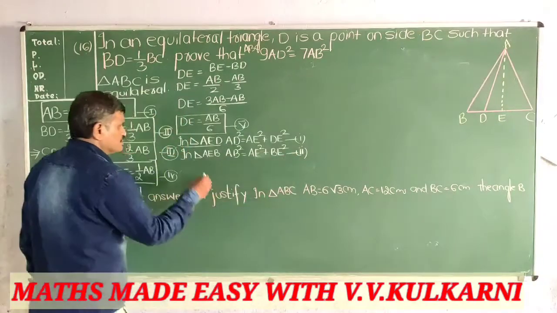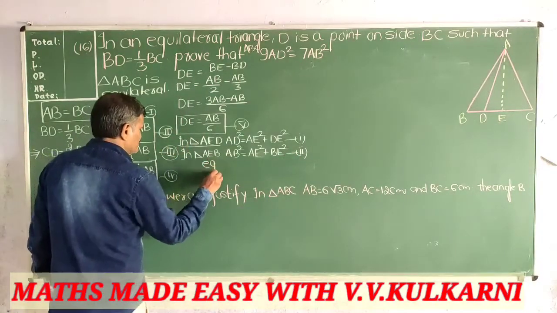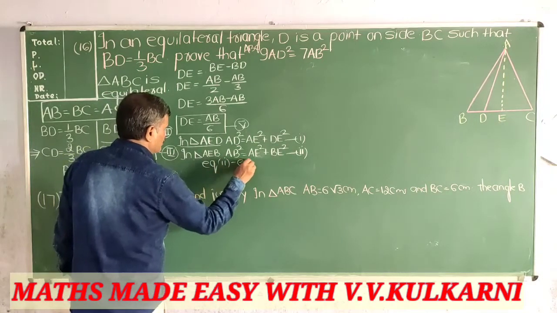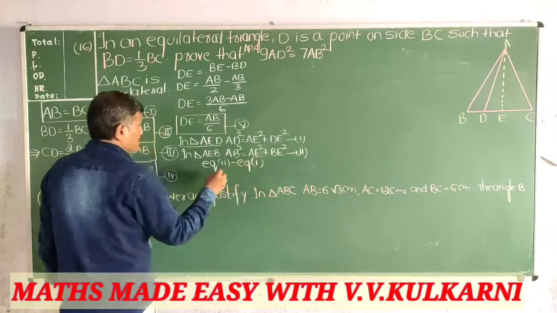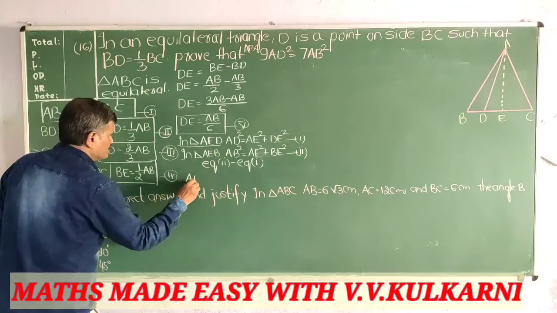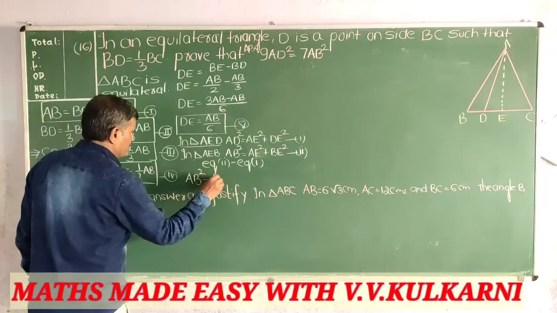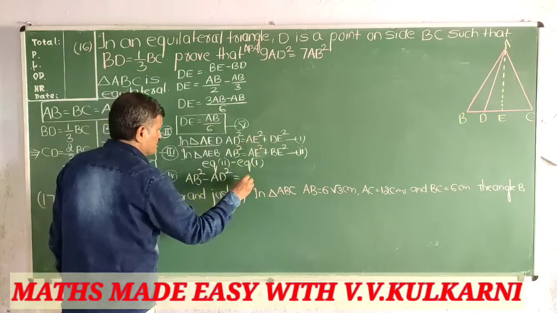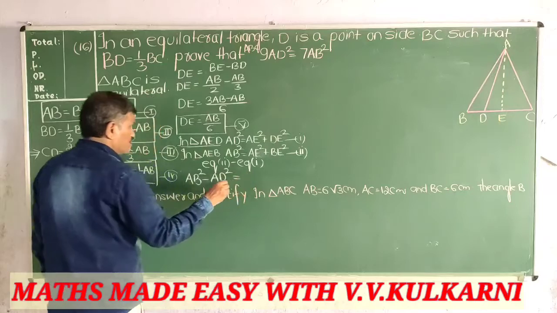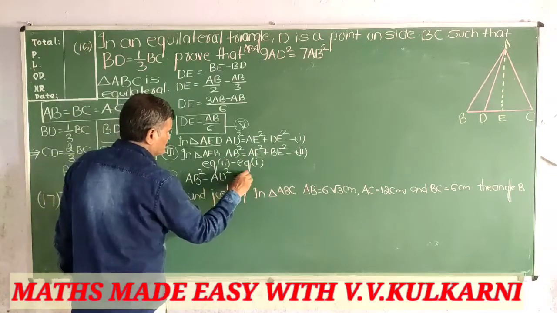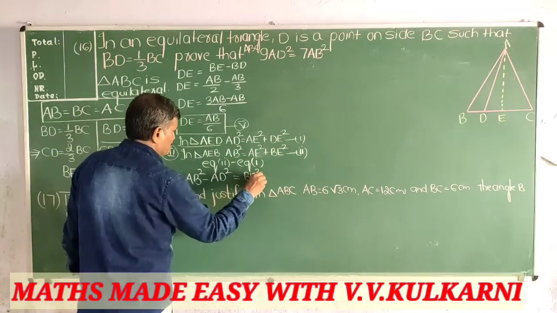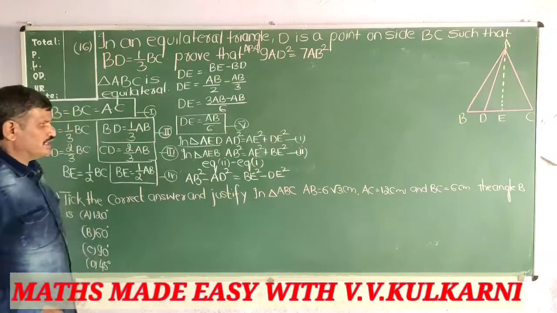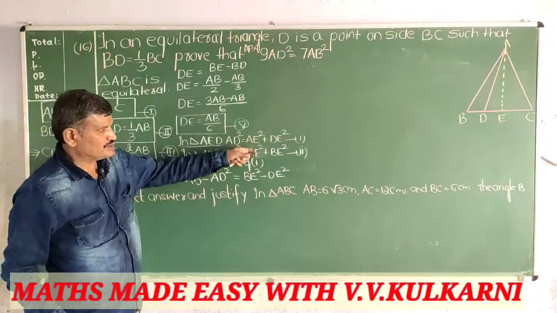Now I will do equation 2 minus equation 1. Let us see what I get. If I do that, then I will be getting AB square minus AD square. This AE square will get cancelled. So this will be equal to BE square minus DE square. I have subtracted this from this.